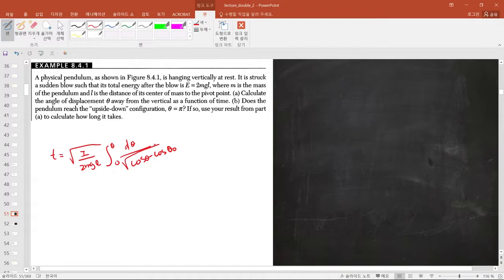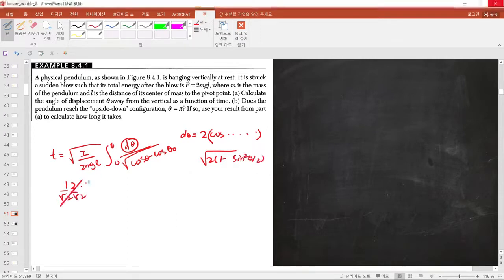Okay, and here I'll only talk about factors. Here you have square root of 2, and d theta had a factor of 2 because d theta is 2 times cosine and so on. So you have 2 here, and this one was square root 2 times 1 minus sine squared theta over 2, so you have a square root factor of 2, so this cancels.